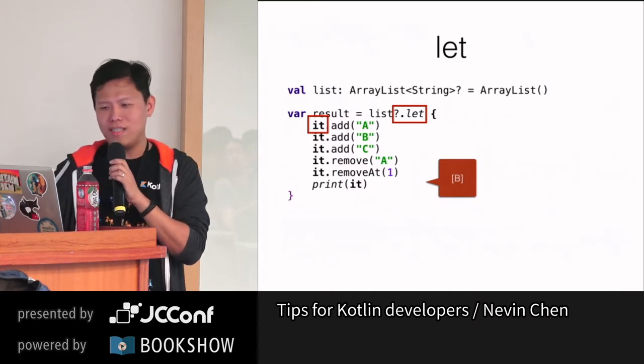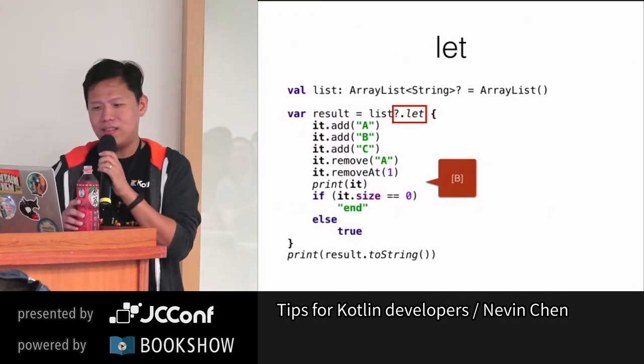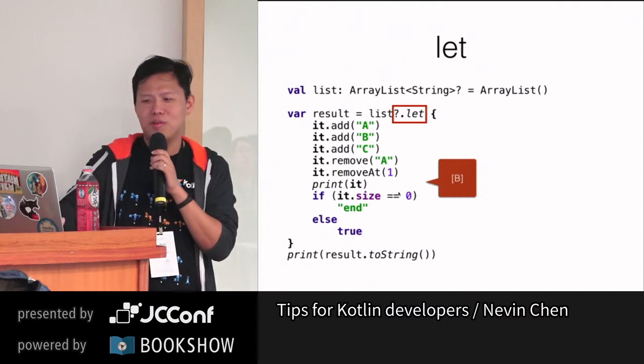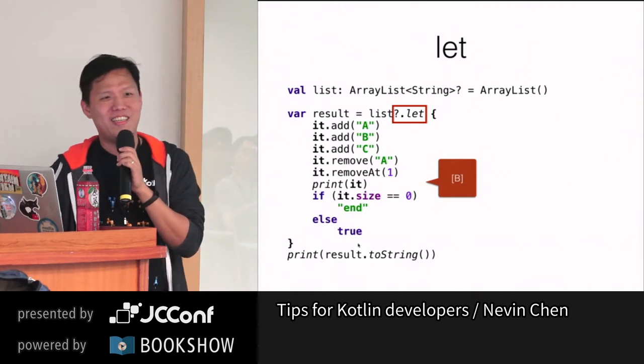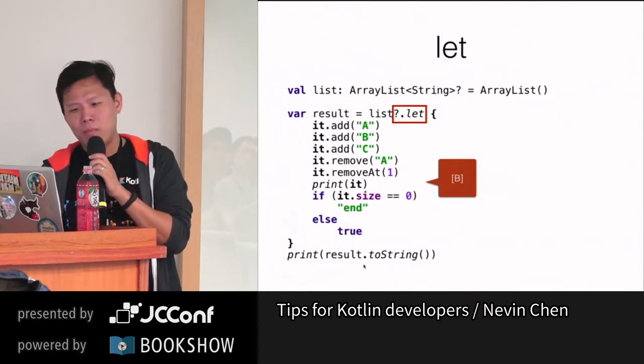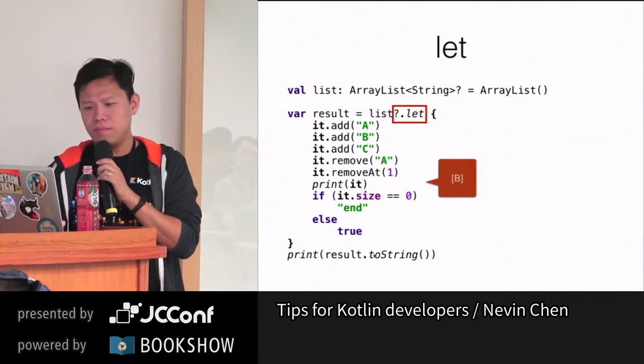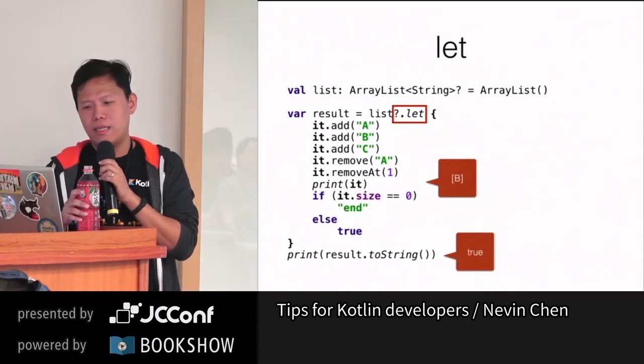If you want to do something crazy, you can do something like this. If it.size is equal to 0, you return null, else you return true. Wow, you cannot do this normally in normal Android code, right? But you can do it here. Why? Because here you're going to get true.